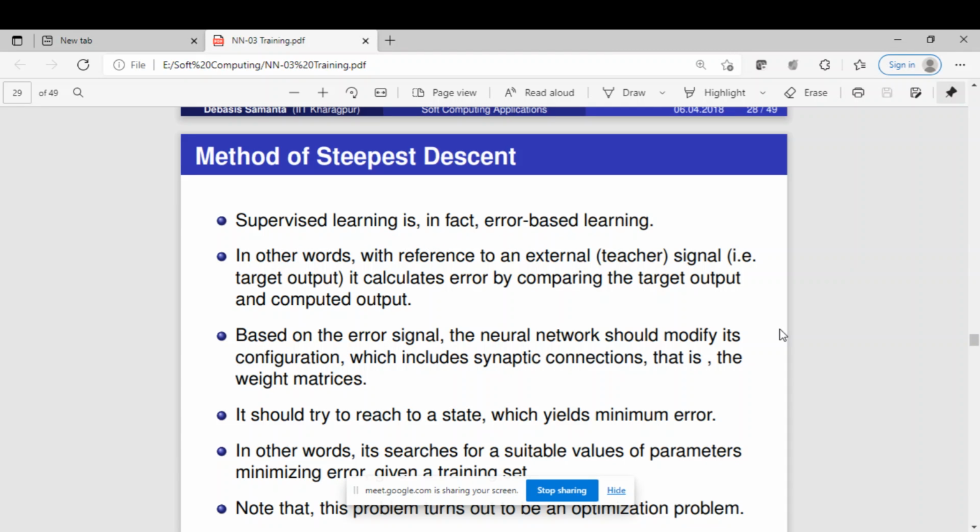Okay, so we are discussing back propagation. Last class we discussed the overall idea of back propagation and the role of partial differentiation in back propagation. So we'll be continuing with that.